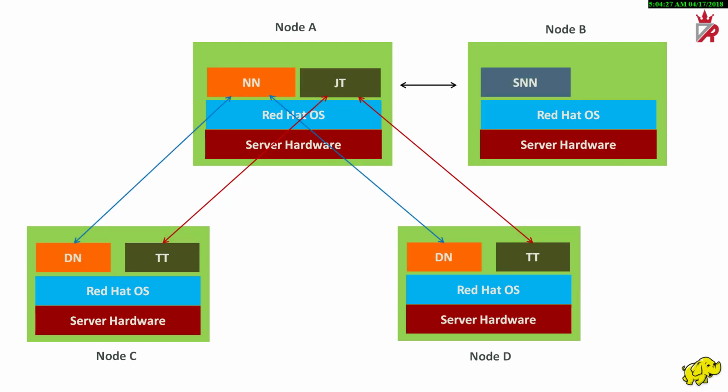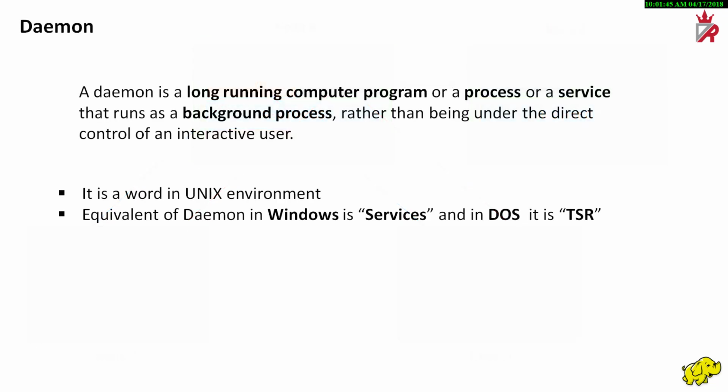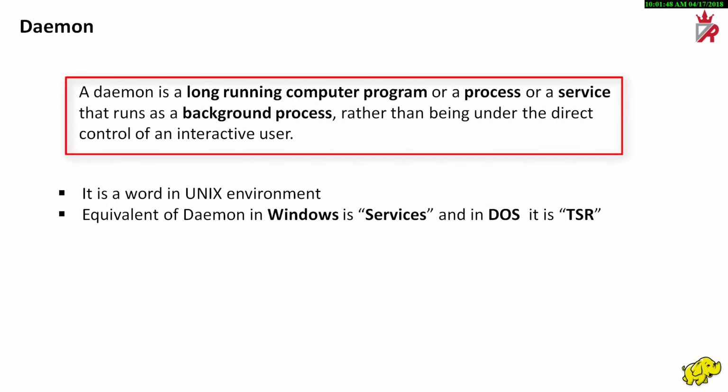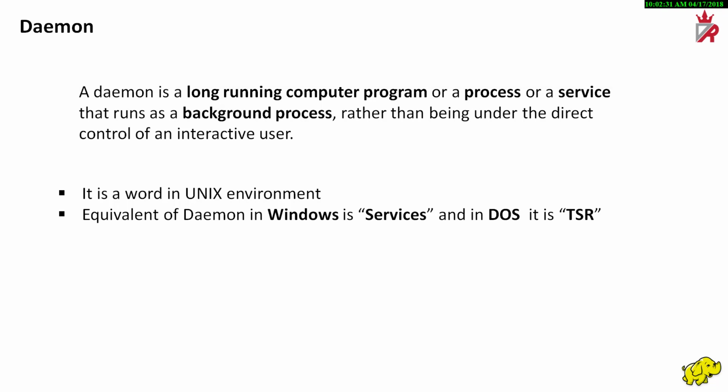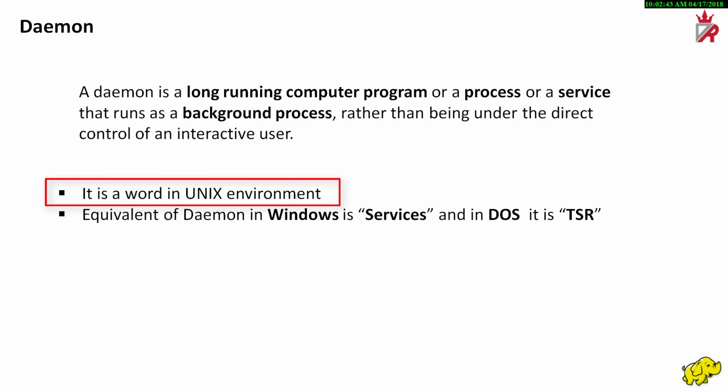Hadoop processes running on the nodes of the cluster communicate with each other and coordinate with each other in managing the cluster. Hadoop processes are daemons running on the cluster. A daemon is a long-running computer program or a process or a service that runs as a background process rather than being under the direct control of an interactive user. For example, an operating system can be broadly considered as a daemon. It has to run continuously in the background for a user to access the computer. Daemon is a word in Unix environment. Equivalent of daemon in Windows is services, and in DOS it is TSR.